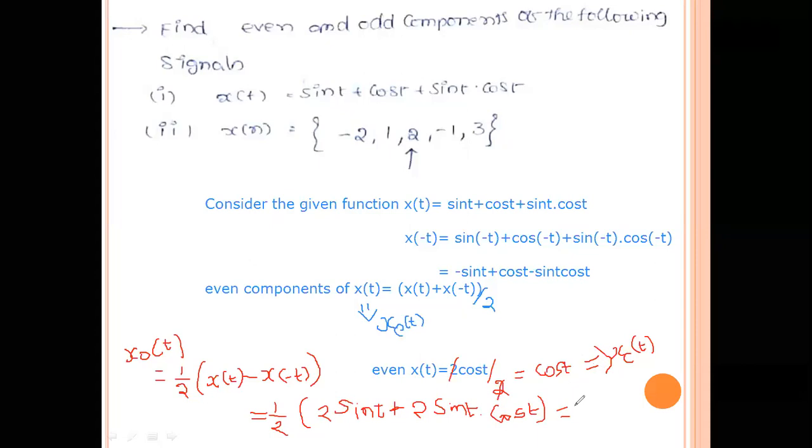Okay. Now we'll get only sin t, plus sin t cos t. That means cos t is the even component, and sin t plus sin t into cos t is the odd function. So any function can be represented as the combination of even parts and odd parts of the function. Okay, so let's wind up the session at this moment.